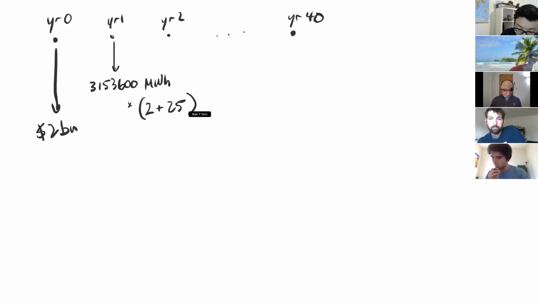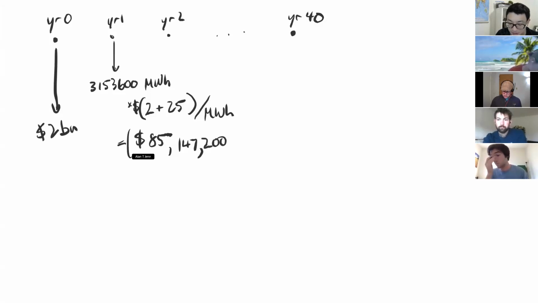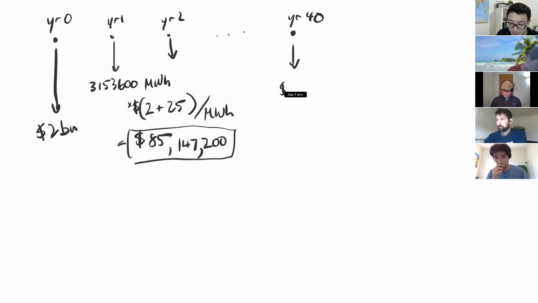So let me just do it like this to be extra clear. This is going to be equal to, let me see, 85,147,200. Okay, so we have this annual value, which is going to get repeated for every year out until year 40.